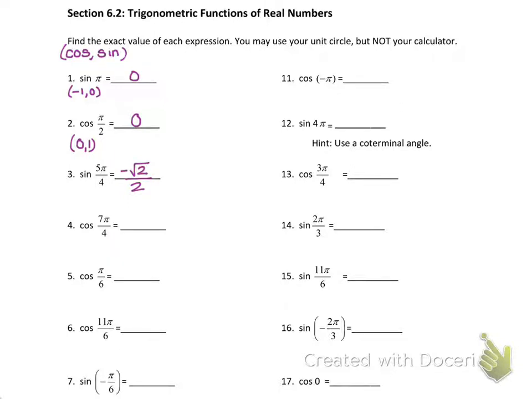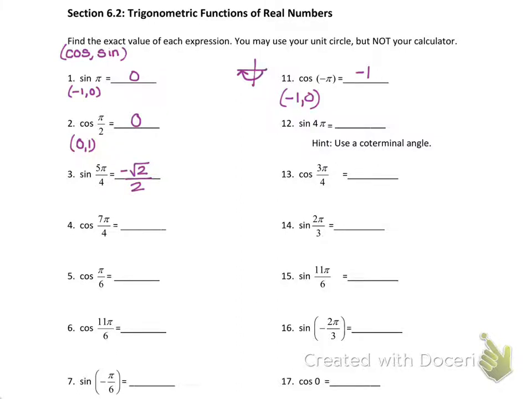If we look at a problem like number 11, negative values also take us in a different direction. So negative pi means that on the unit circle we're going to go this direction, but we do still end at that -1, 0 point. And since we're asking for cosine, that's the first number, so -1 is our value here.